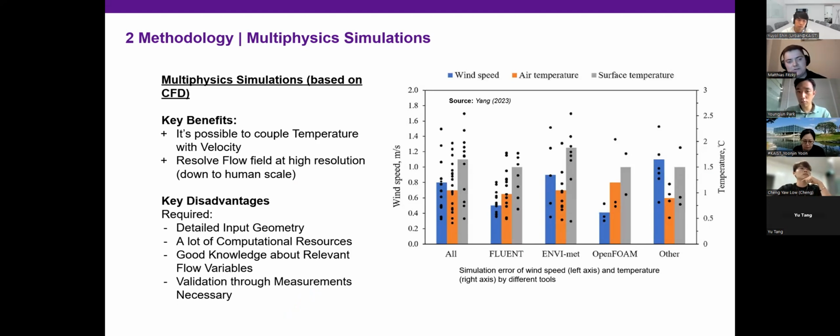Then you can, of course, also resolve the flow at a very high resolution with really good accuracy down to the human scale. The problem is you have to have a very detailed input geometry or very highly detailed input data. And such simulations are very computationally costly. And then you also, of course, need a lot of knowledge about thermodynamics in general. Now, the figure on the right, you will see there the simulation error of variables which are directly connected to the physiologically equivalent temperature.